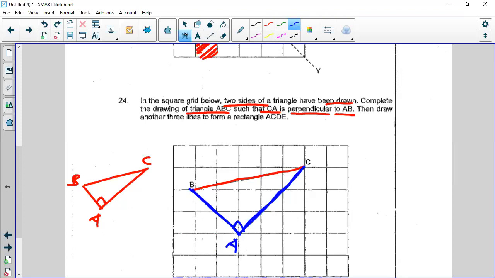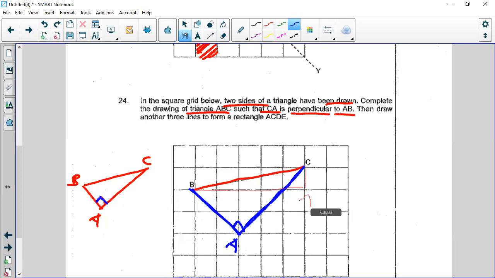Mr. Ong, I drew differently. I think there's only one answer. If I'm not wrong, I think there's only one drawing, one answer only. I drew one square down. But do you have a right angle? If there's no right angle like that, then it's wrong.